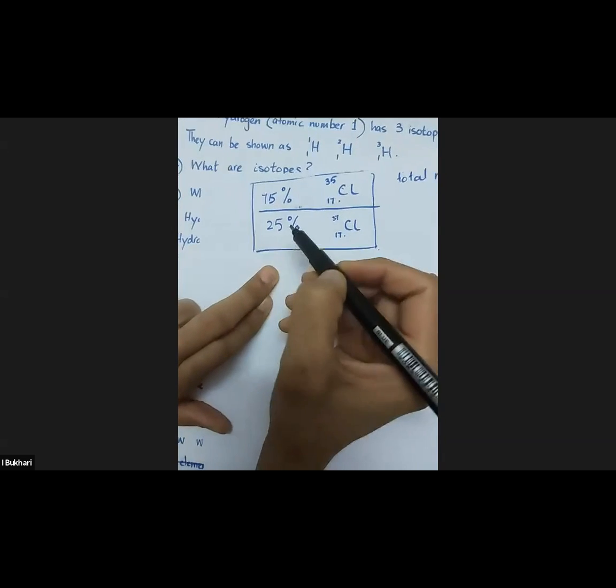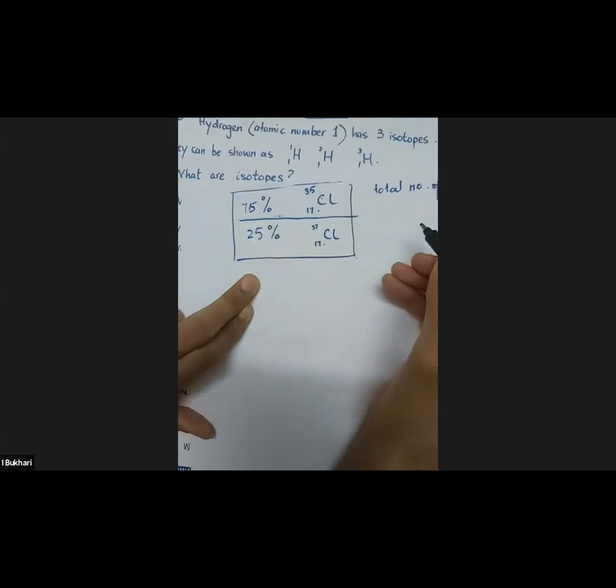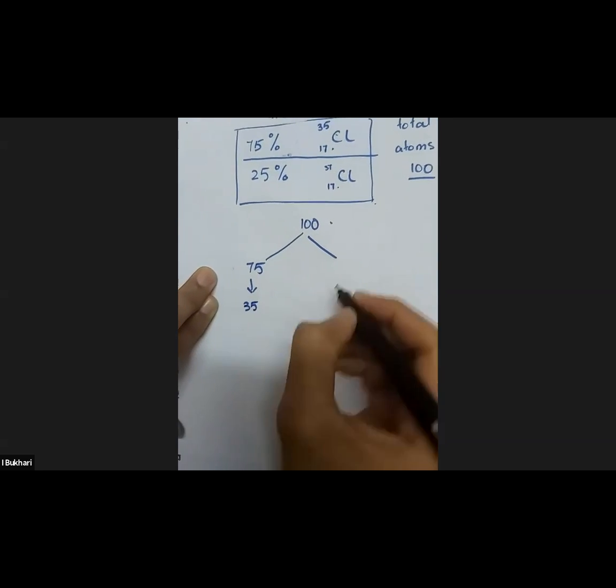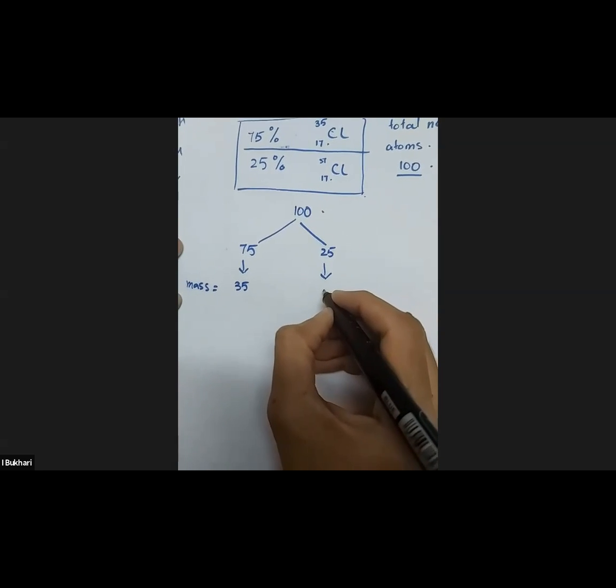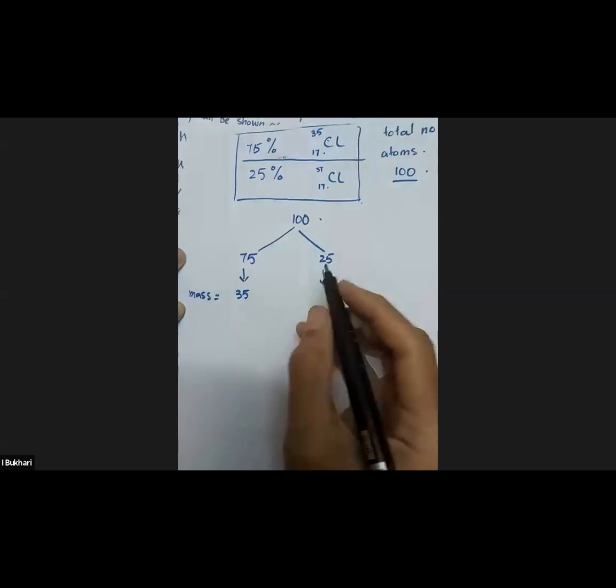So my total number of atoms is, because we are dealing with percentages, a percentage is a ratio. That means out of 100. So the total number of atoms would be 100. Out of these 100 chlorine atoms that I took randomly from nature, 75 of them had mass 35, and 25 of them had mass 37. 75 is 35, 25 is 37.